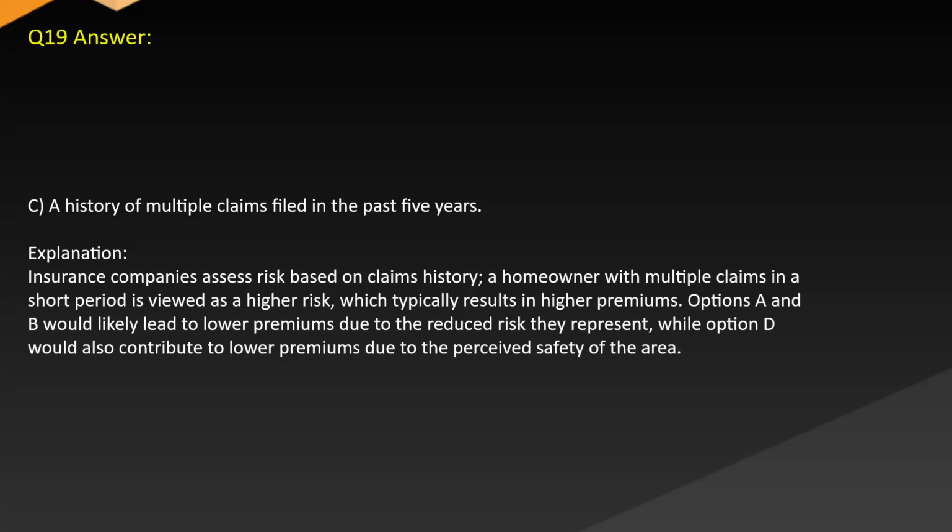Answer C. A history of multiple claims filed in the past 5 years. Explanation. Insurance companies assess risk based on claims history. A homeowner with multiple claims in a short period is viewed as a higher risk, which typically results in higher premiums. Options A and B would likely lead to lower premiums due to the reduced risk they represent, while option D would also contribute to lower premiums due to the perceived safety of the area.